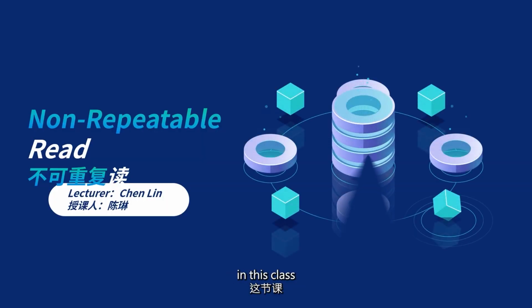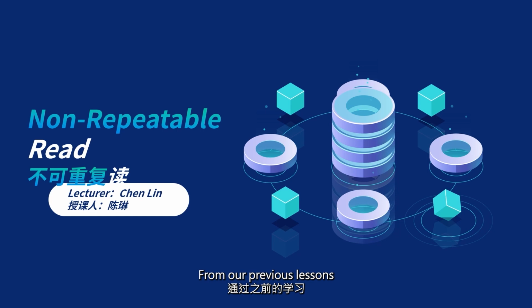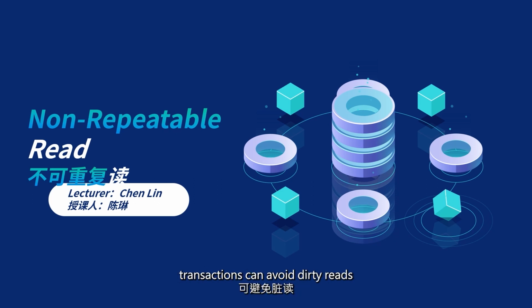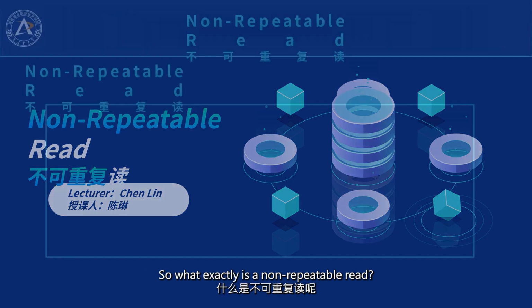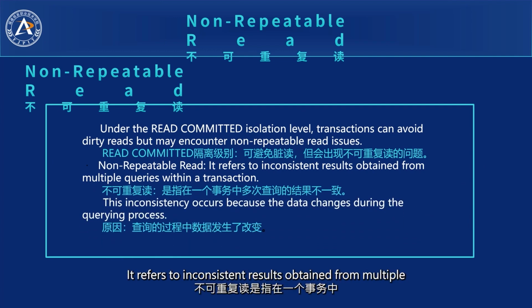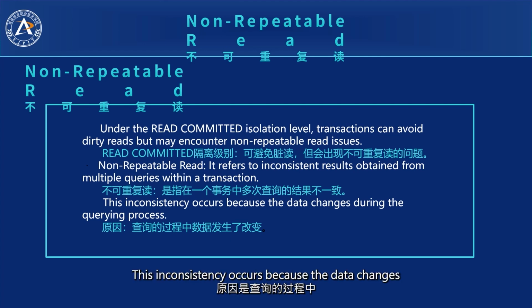Hello everyone. In this class, we will learn about non-repeatable reads and how to avoid them. From our previous lessons, we know that under the read committed isolation level, transactions can avoid dirty reads, but may encounter non-repeatable read issues. So, what exactly is a non-repeatable read? It refers to inconsistent results obtained from multiple queries within a transaction. This inconsistency occurs because the data changes during the querying process.